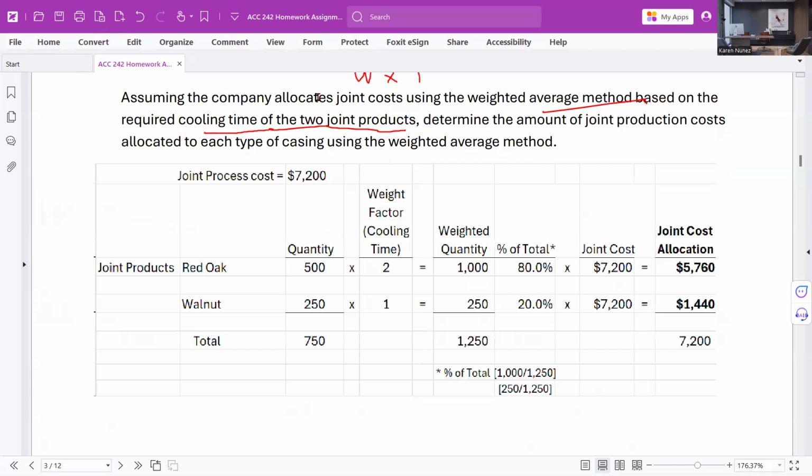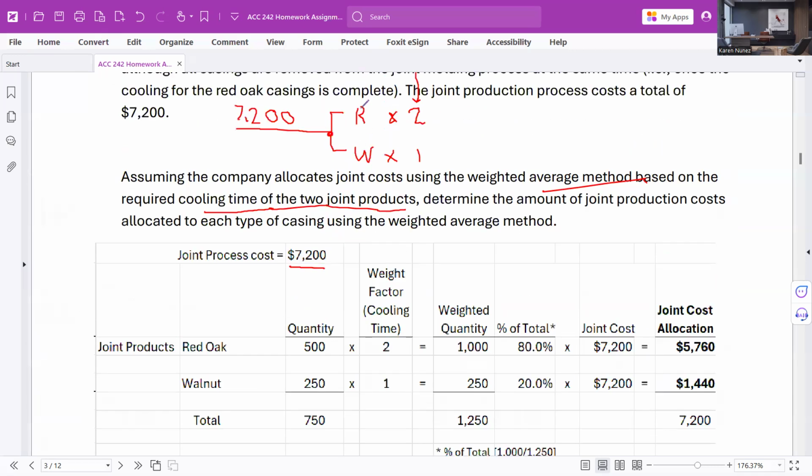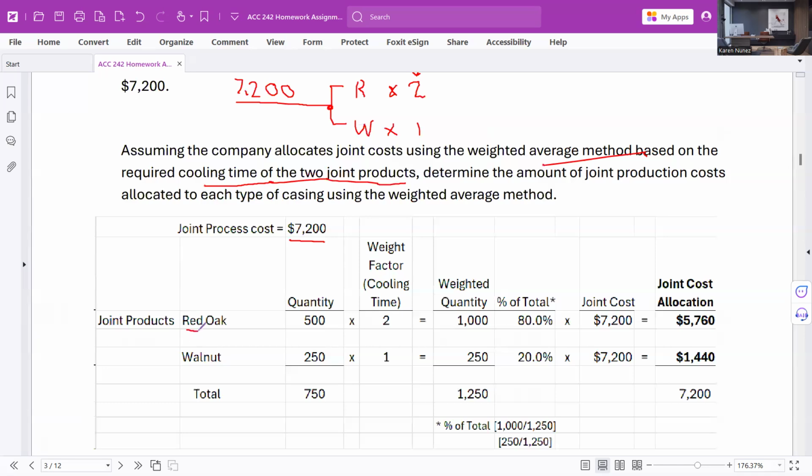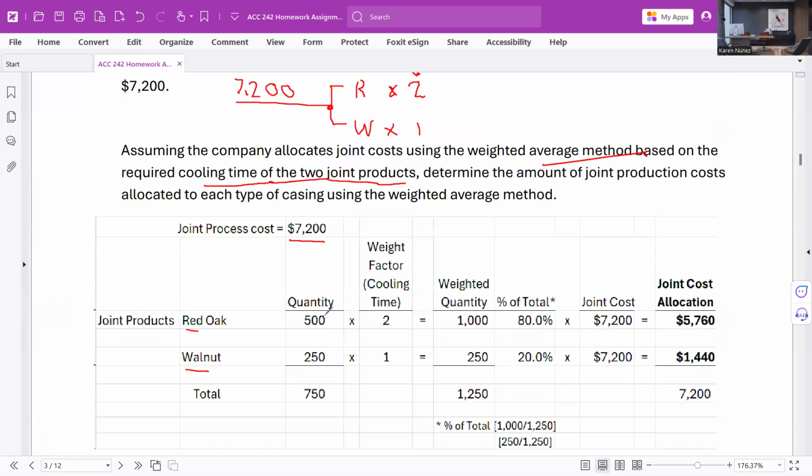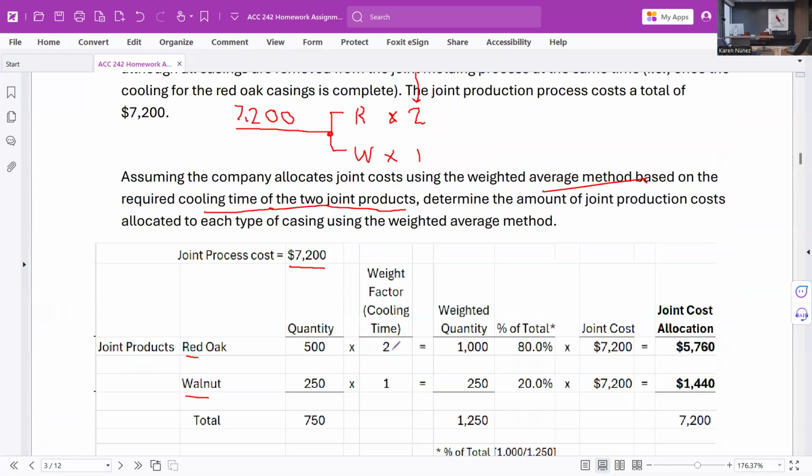Okay, so here's our joint cost allocation. So again, we have a joint process that cost us $7,200. And this process yields two products, right? The red oak and the walnut. And the quantities are given, 500 red, 250 walnut. And the cooling time, the red oak takes twice as much time as the walnut. It's a 2-to-1 ratio. So that's the weight that we're going to use.